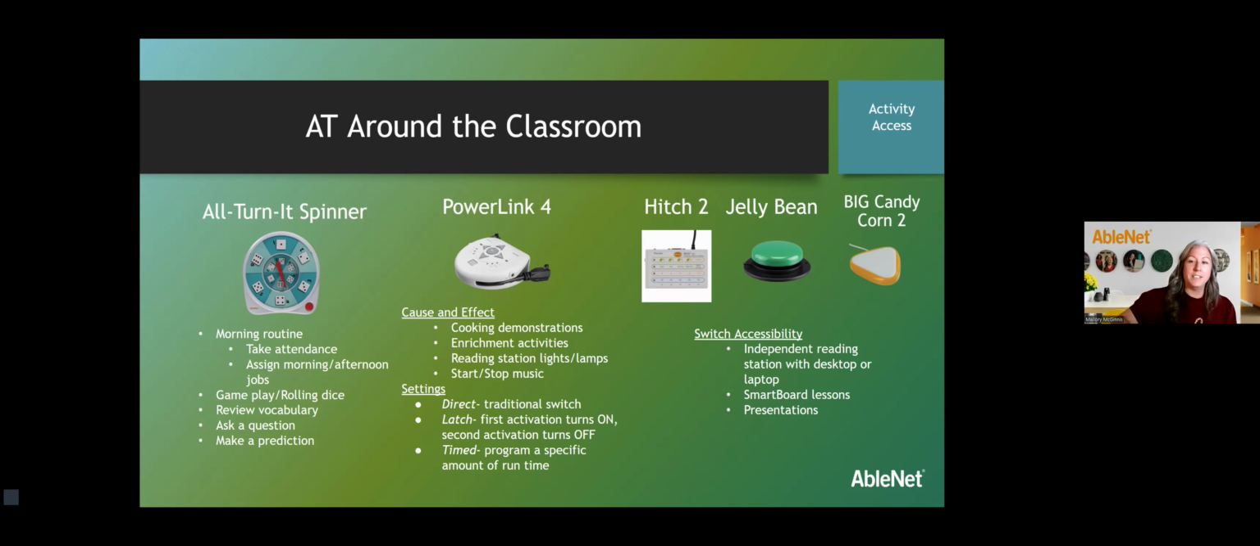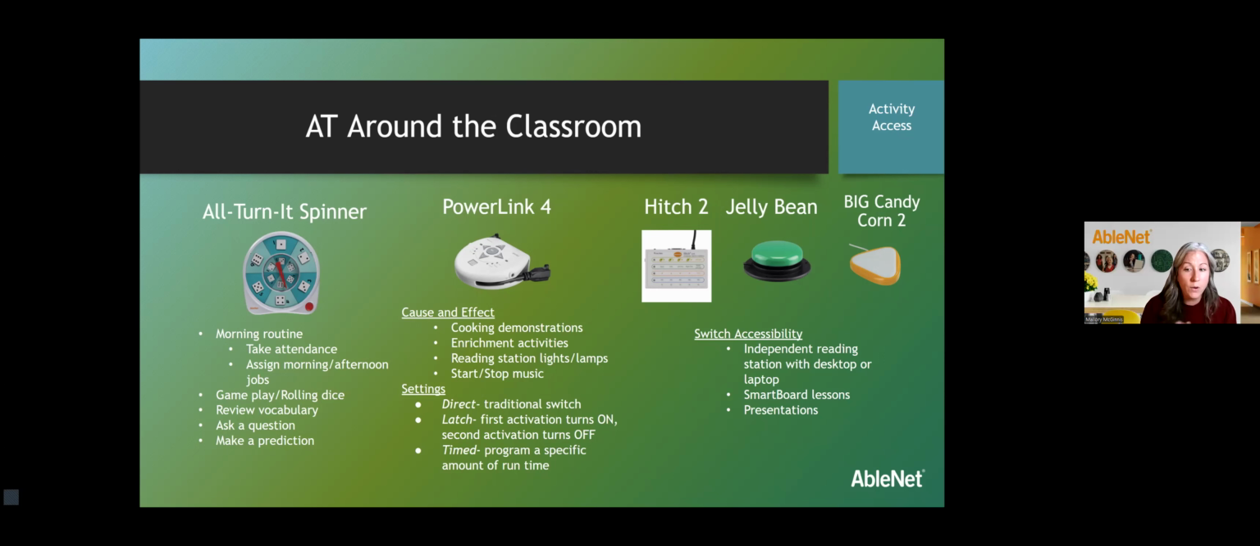The three devices on the right hand side, so the Hitch 2, which is our switch interface, the Jelly Bean switch, which is probably the most common switch that a lot of people know about. It's a wired switch. And then our Big Candy Corn 2, which was recently updated last spring. The Big Candy Corn 2 switch is a proximity switch. So if you have students that have a hard time with pressing down on a switch to activate it, they just have to get close to the proximity switch and it will turn on and it will activate whatever it is plugged into.